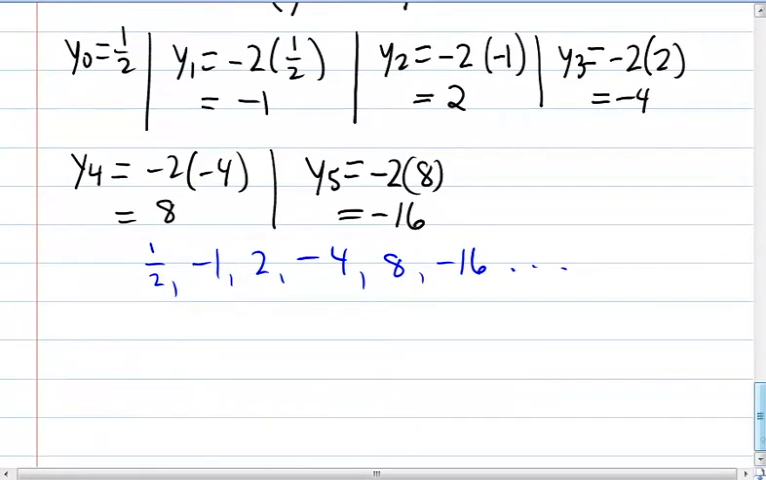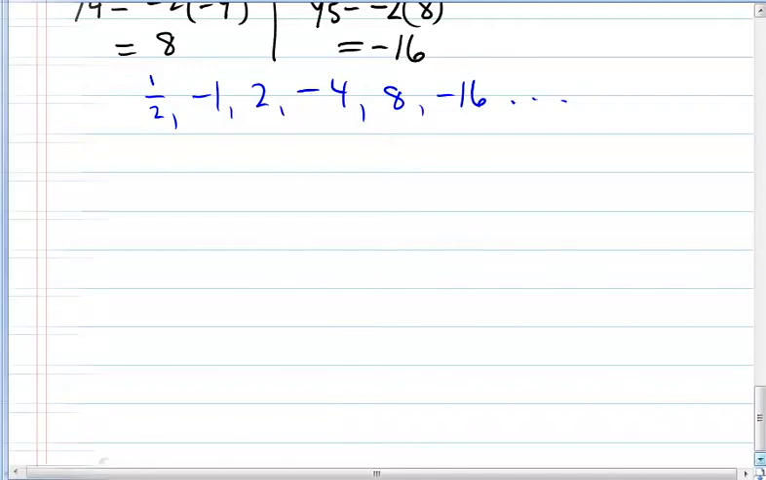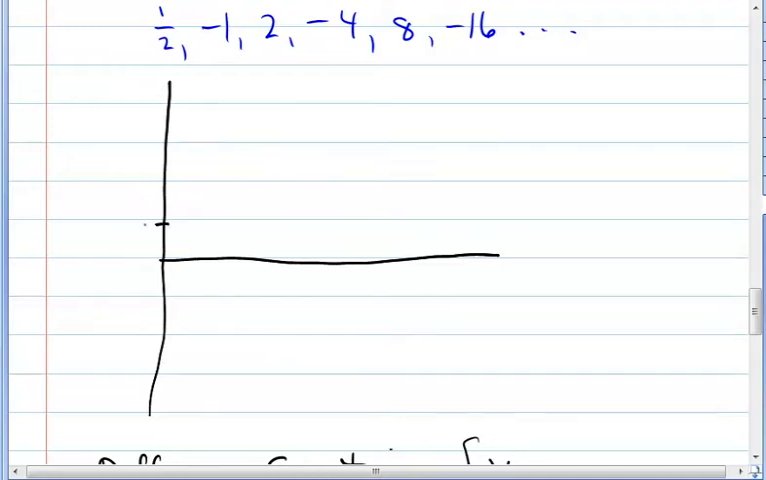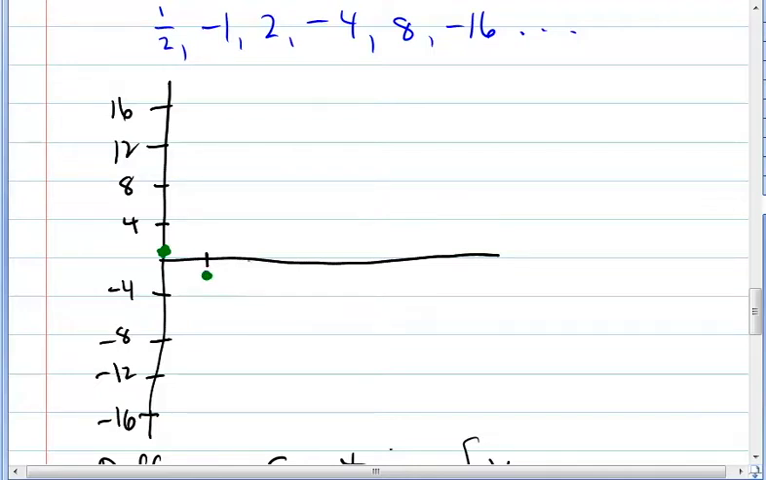This is an alternating sequence because it's positive then negative, then positive then negative. And let's take a look at what the graph would look like for this. This graph is going to be a little more interesting, and I'll draw it here. First get the scale. I have 4, 8, 12, 16, negative 4, negative 8, negative 12, negative 16. So my first term, y0, is at 1/2. That's going to be close to the axis like that. The next one, y1, is negative 1. The next one, y2, is up at 2.